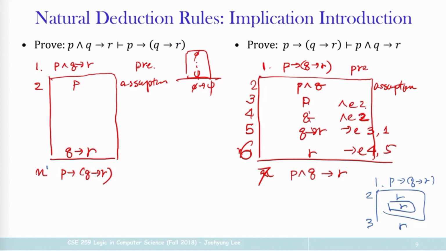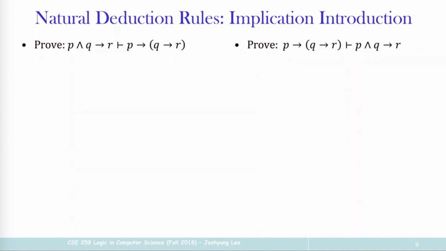Okay, so now our goal is to prove Q implies R. Why? Because once we have this box filled in, the last line n can be derived from the whole box. So this is implication introduction from line 2 to n minus 1. Well, that's fine. You can watch the video and you can write down by yourself. So let me just write here.